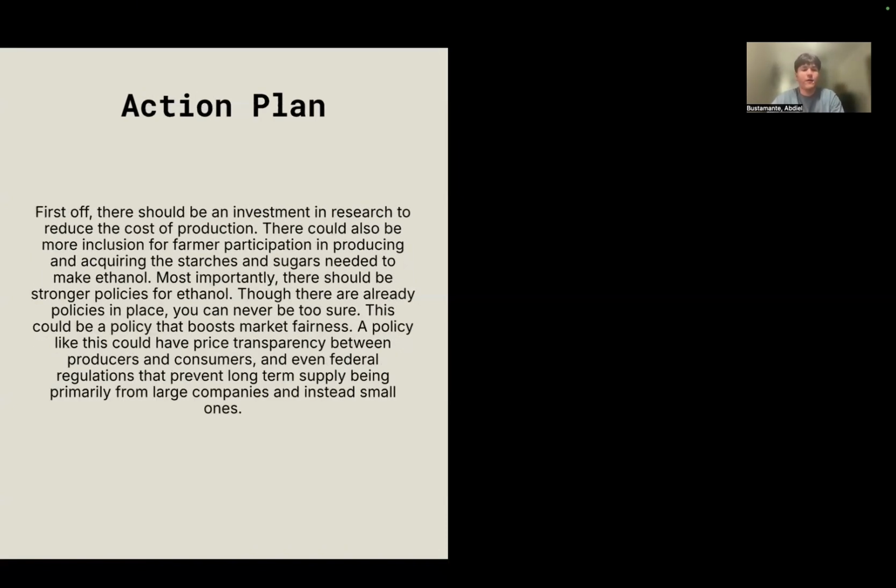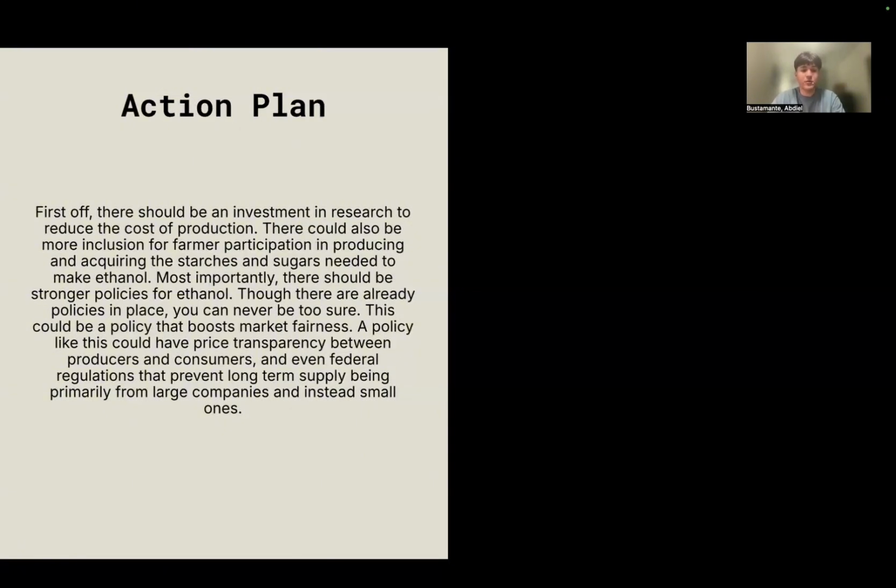Action plan. First off, there should be an investment in research to reduce the cost of production. There could also be more inclusion for farmer participation in producing and acquiring the starches and sugars needed to make ethanol. And most importantly, there should be stronger policies for ethanol. Though there are already policies in place, you can never be too sure.